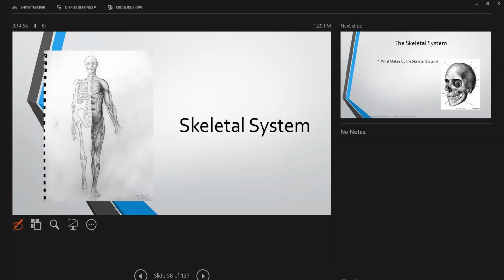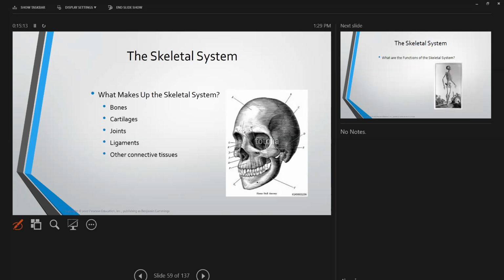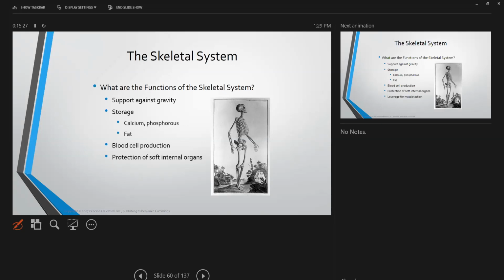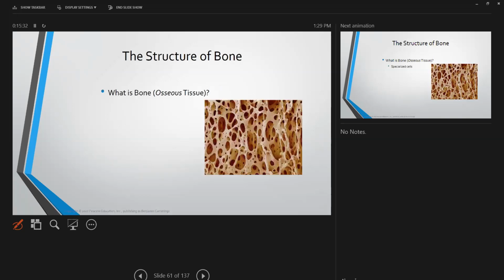All right, so going from the muscular system to the skeletal system. The skeletal system, we'll just do a quick overview, as this is where our muscles rest, so it is pertinent to the musculoskeletal system. So what are the functions? Support against gravity, storage of minerals such as calcium and phosphorus and fat, blood cell production in the bone marrow, protection of soft internal organs, leverage for muscle action.